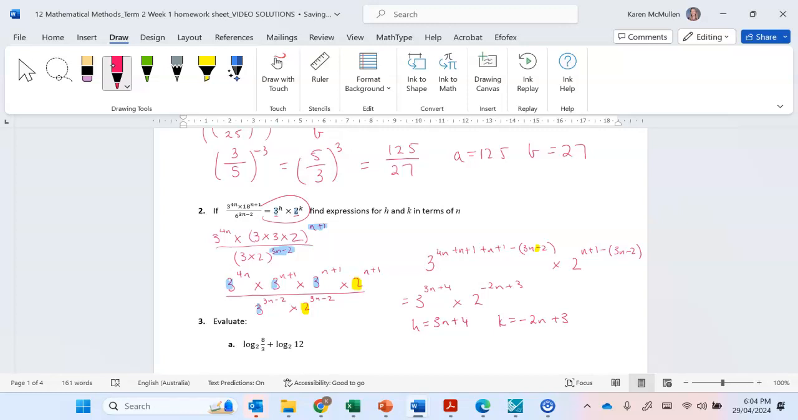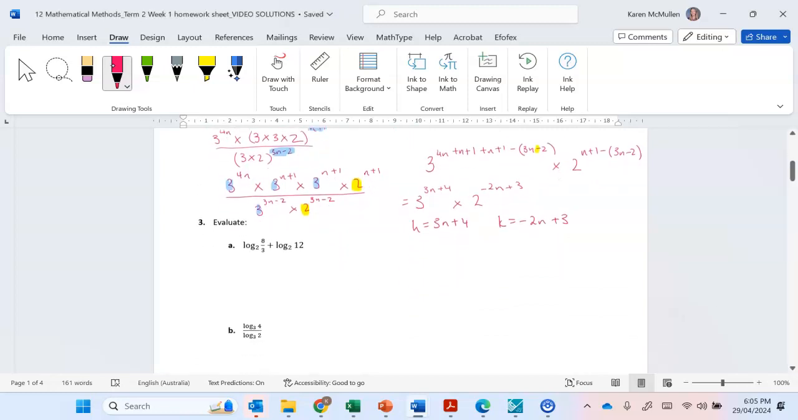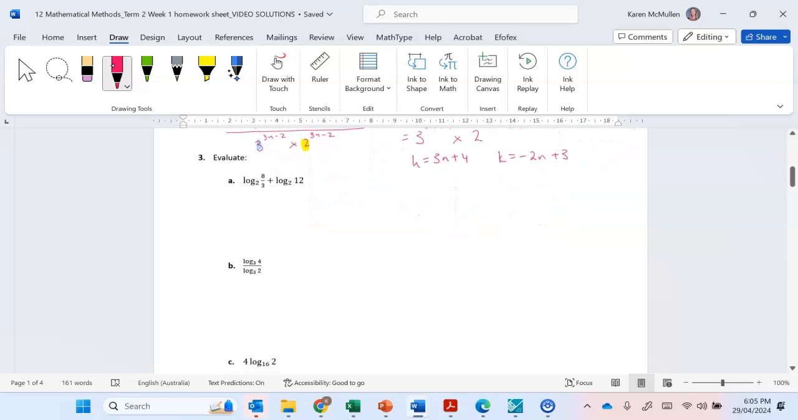We're just using them. So often when you're learning your index laws, you do them with different bases that are not numbers, so pronumerals, and it makes a little bit more sense, but it's basically this, you were using the same index laws that you've learned since year 8, I think. All right, let's move on to question 3.